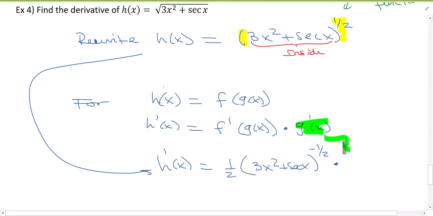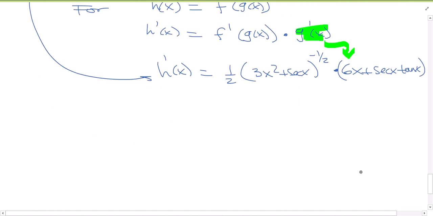So now we're going to do this derivative. So what's the derivative of the inside? What's the derivative of 3x squared? 6x. And I have two terms, so make sure you use parentheses. And what's the derivative of secant? The derivative of secant is secant x tangent x. And so that is my derivative. I can't simplify too much.